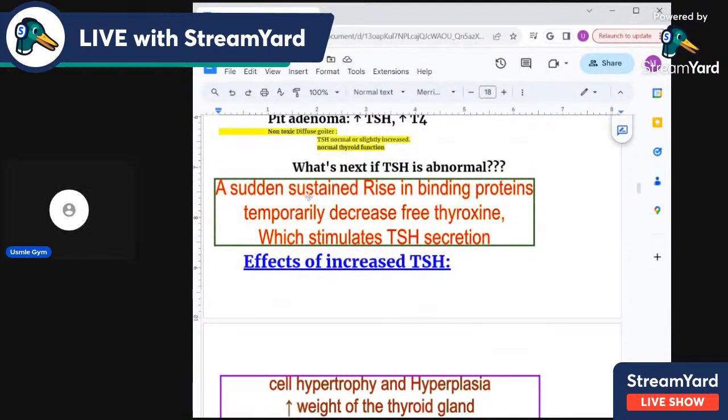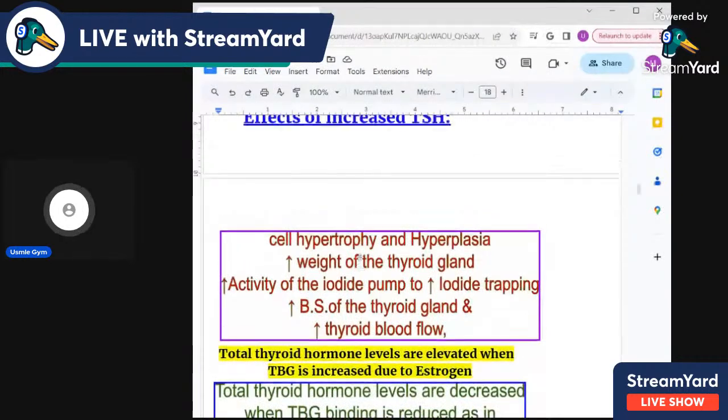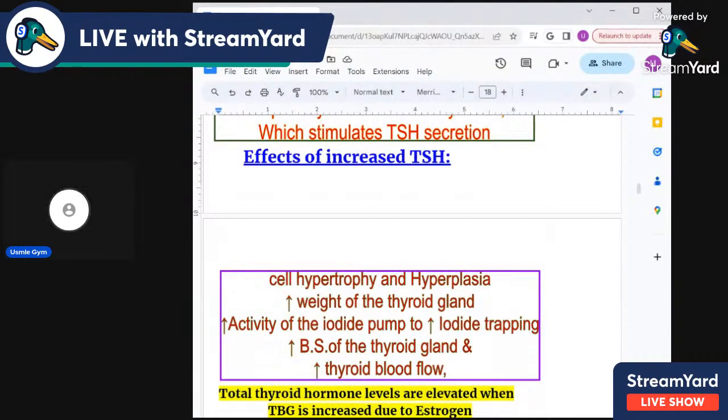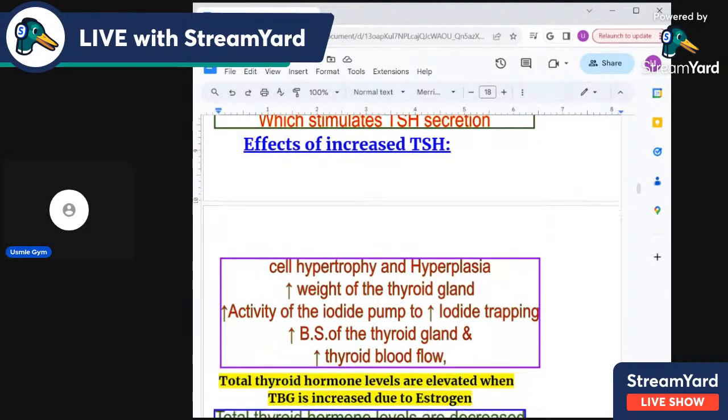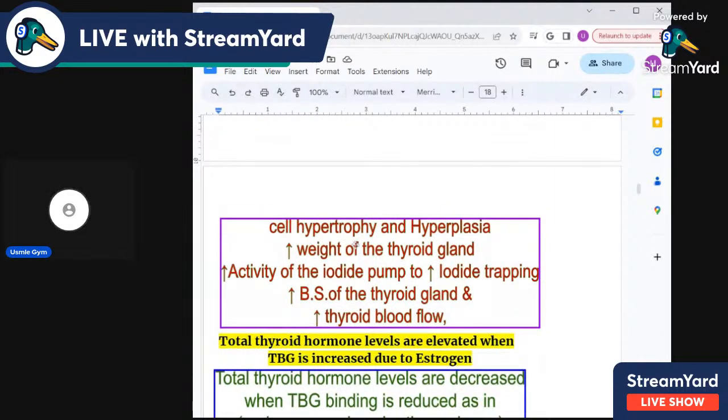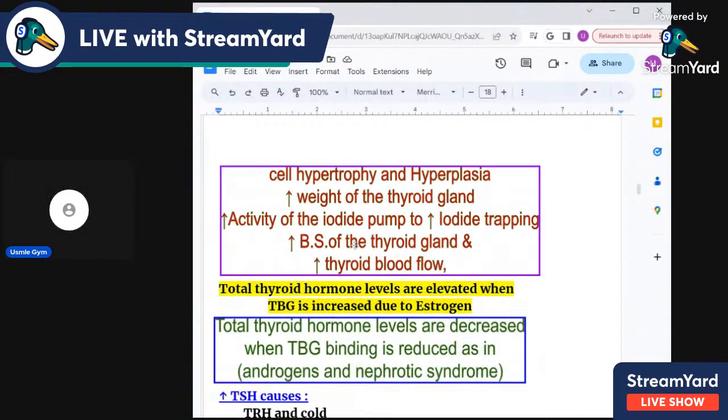I already explained it. A rise in binding protein decreases the free thyroxine hormone, and that increases the TSH secretion. Now, what are the effects of increased TSH? Increased TSH causes cell hypertrophy and hyperplasia in the thyroid, increasing the weight and size, causing goiter, and increases the blood supply and blood flow to the thyroid gland.